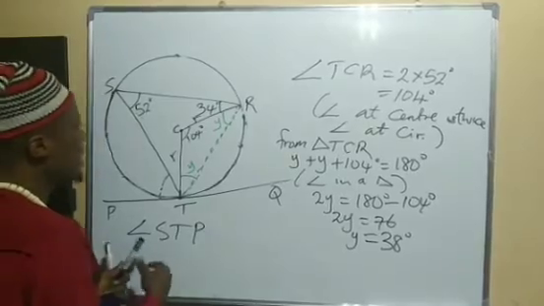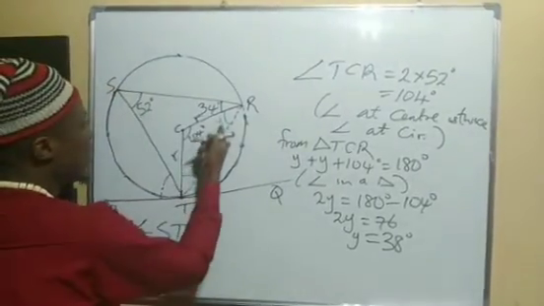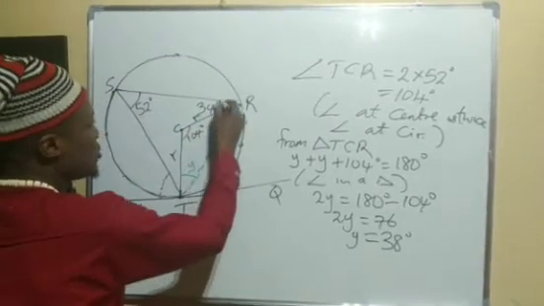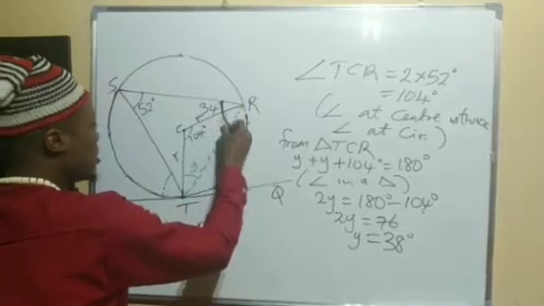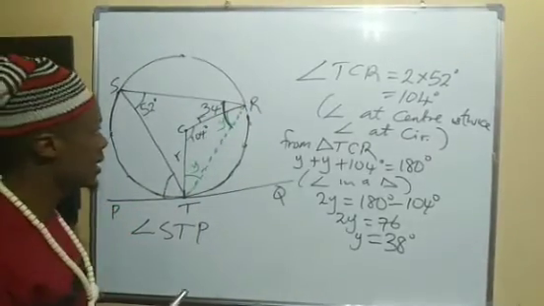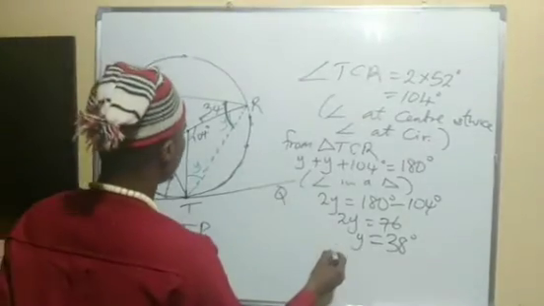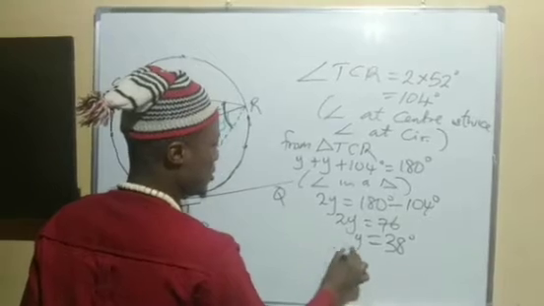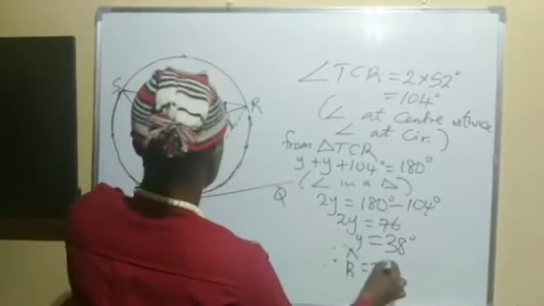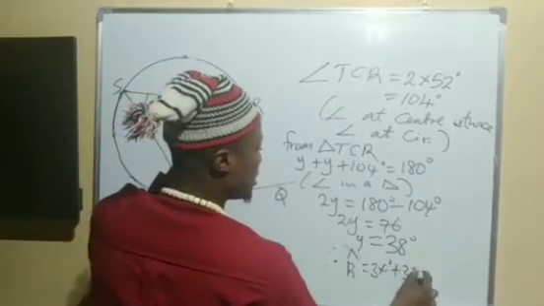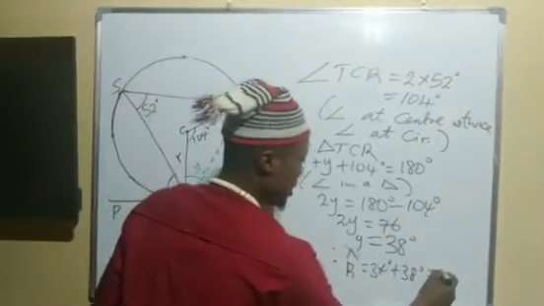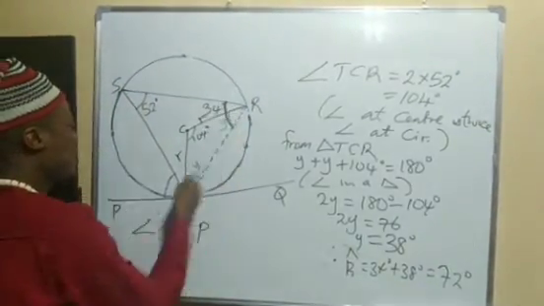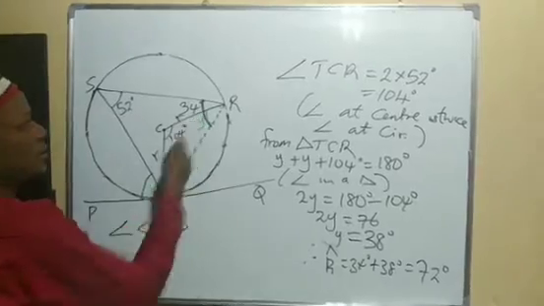Okay, but what we need is not y. The total angle here will now be 34 plus 38 degrees to know the total angles here, because all these angles here are equivalent to this angle here, alternate segment. Okay, so therefore the total angle at R will be 34, as you can see, plus y, which is 38 degrees. When you add this, you get 72 degrees. So I've got this angle at 72, and this angle is equivalent to this angle, alternate segment.